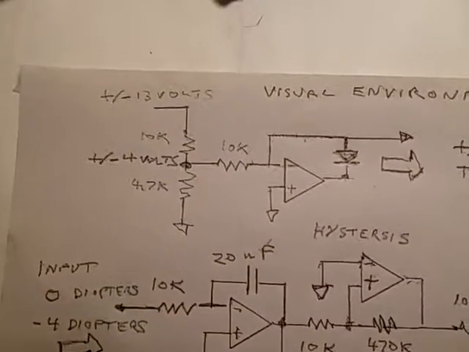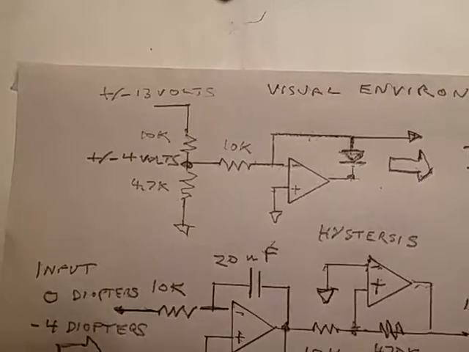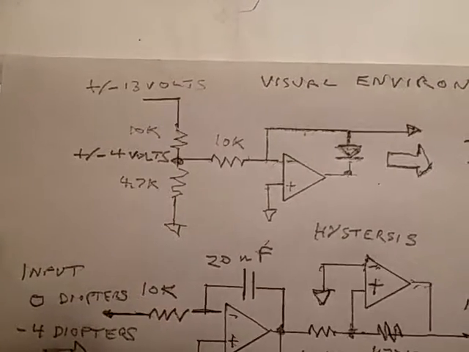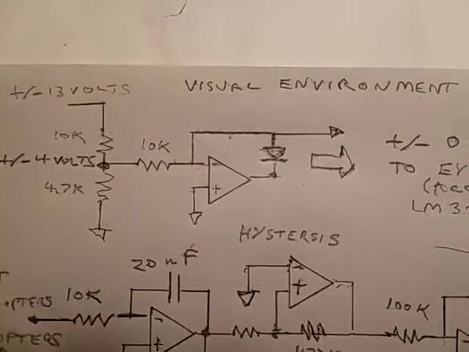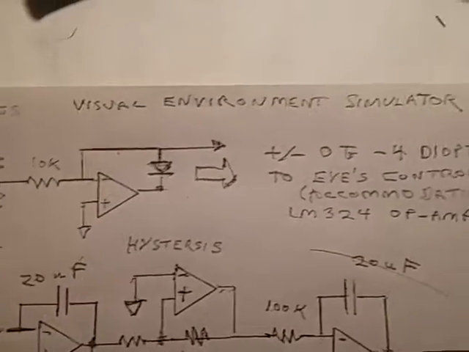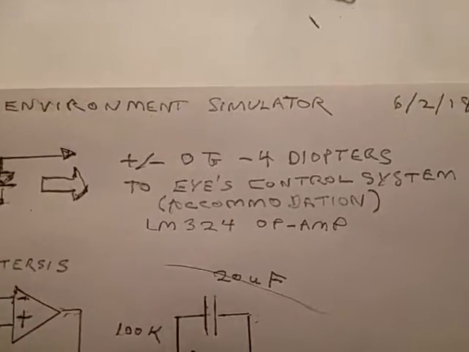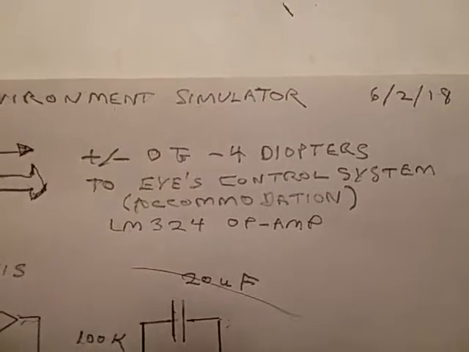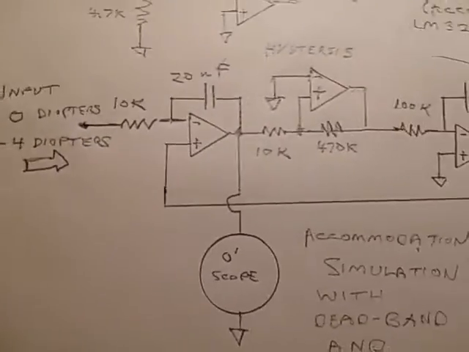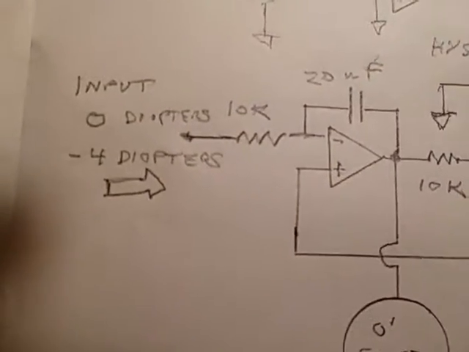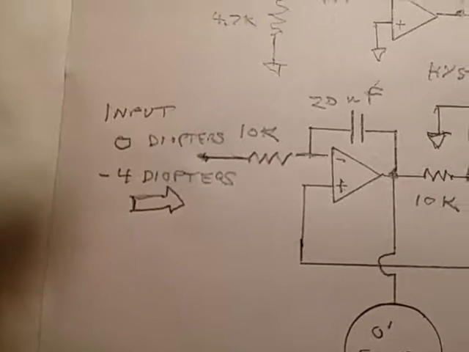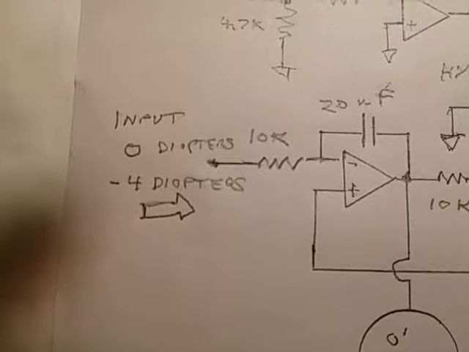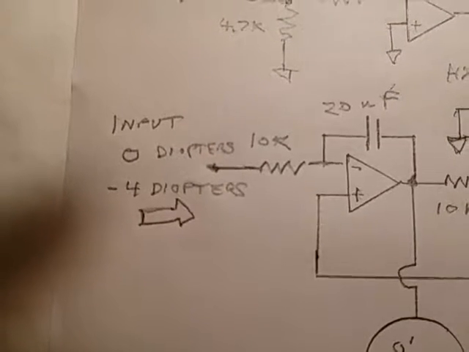I use a signal of plus and minus 13 volts and divide it to plus and minus 4 volts. That signal is then clamped from 0 volts to minus 4 volts, as shown here. That signal is then used to drive the accommodation system, as shown here. I've shown block diagrams of this system previously. The input to the accommodation system then is 0 diopters to minus 4 diopters.